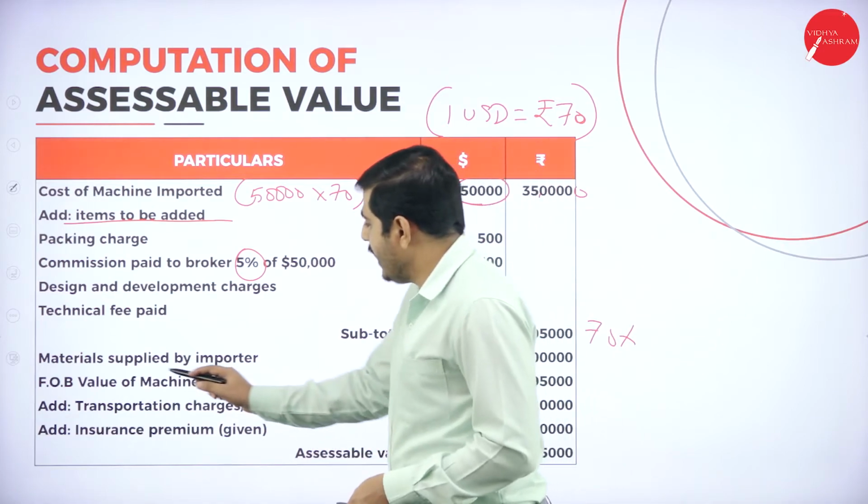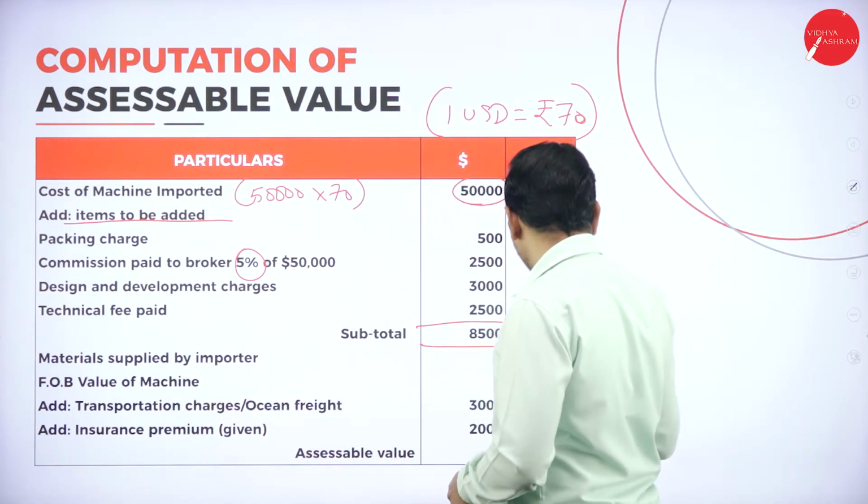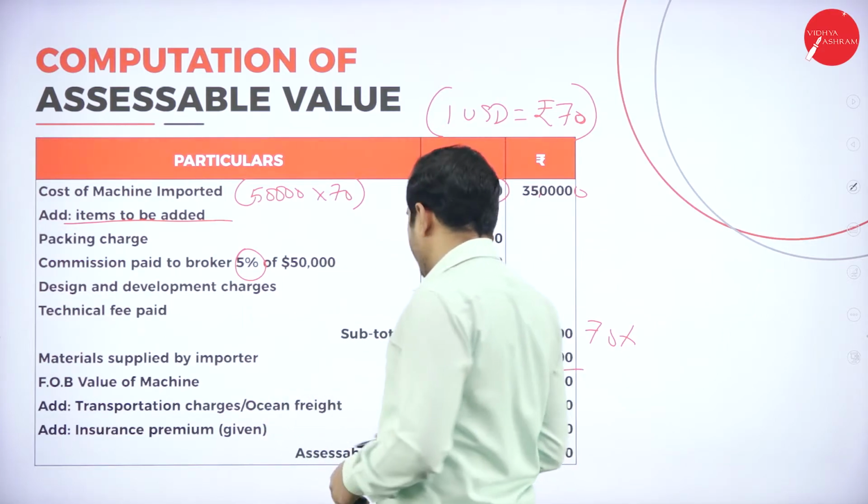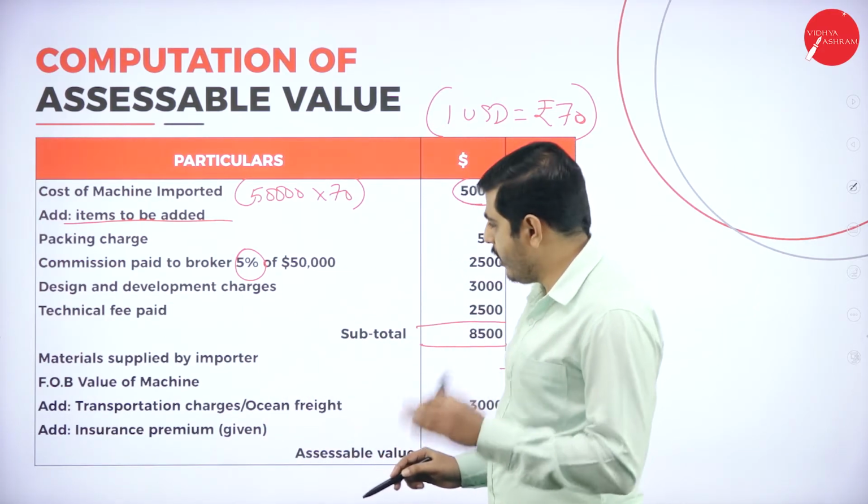Next one, FOB value. This is called the FOB value. When you add this amount, it will become 42,95,000 FOB value, freight on board or free on board value.